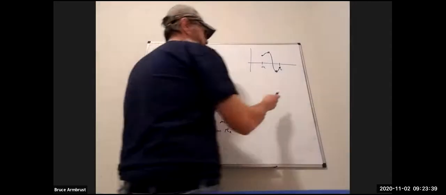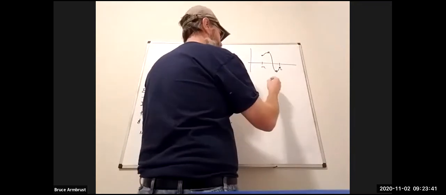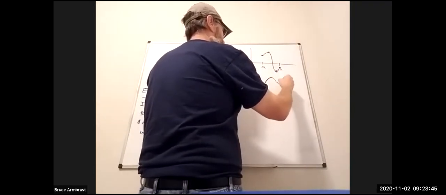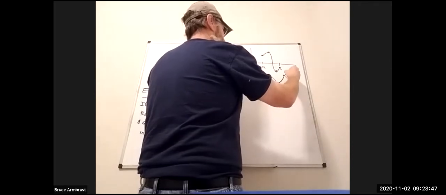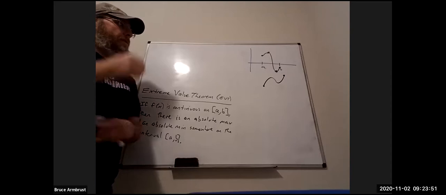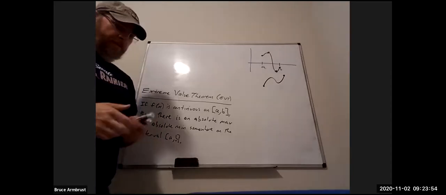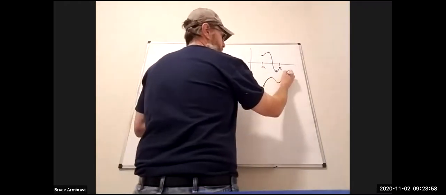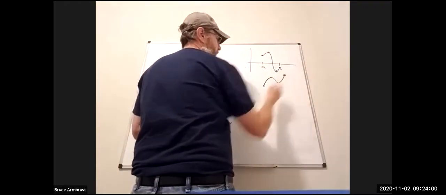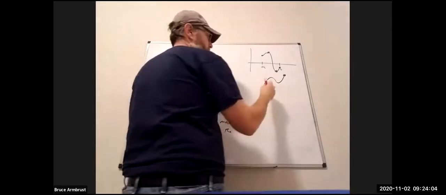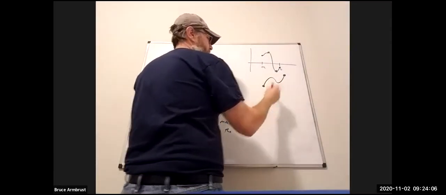All right, so here's another one. Let me do another A to B. All right, so if we look at this one, again, there's an absolute max. It turns out it's this point that's over on the right. And there's also an absolute min. That's this point on the left.